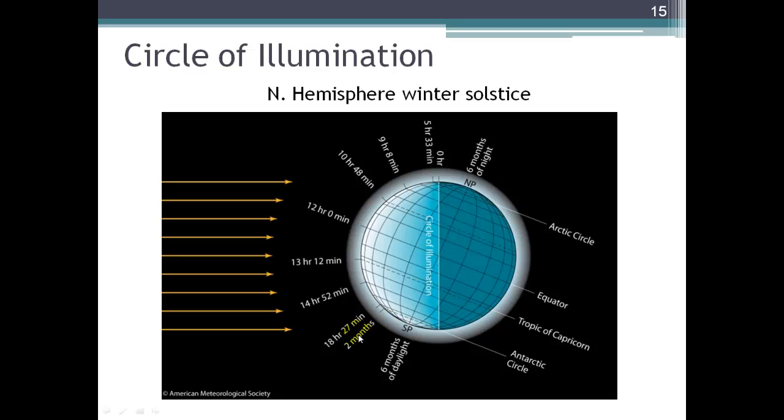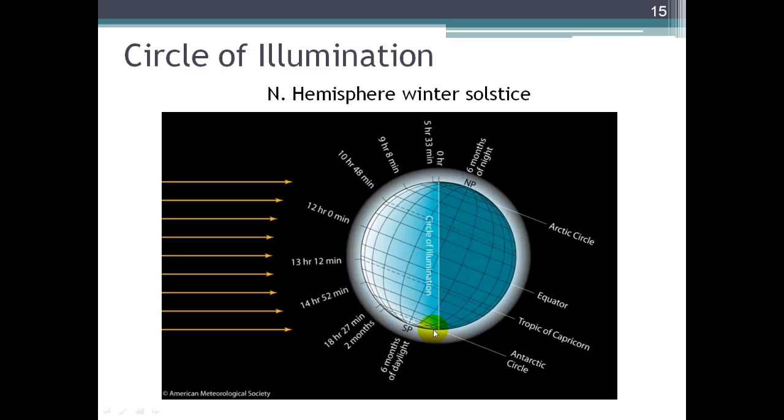Now the South Pole is facing towards the sun, and the sun is going to be directly overhead at 23.5 degrees south latitude, which has a special name. This latitude is called the Tropic of Capricorn. And we have summer in the South Pole, in the southern hemisphere.